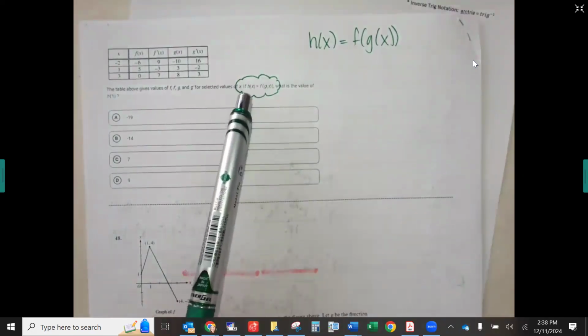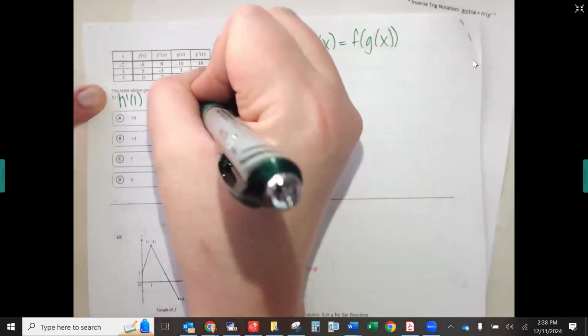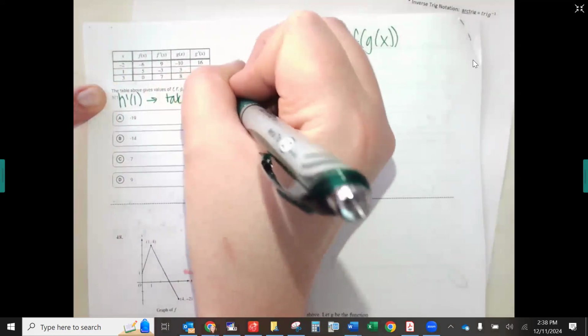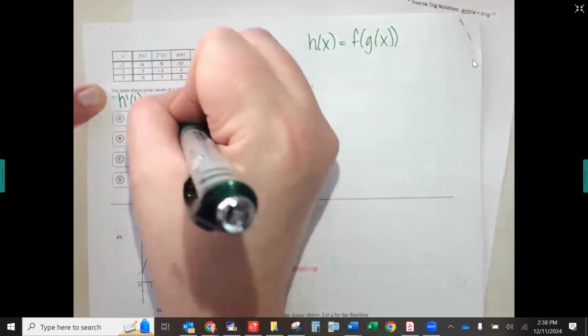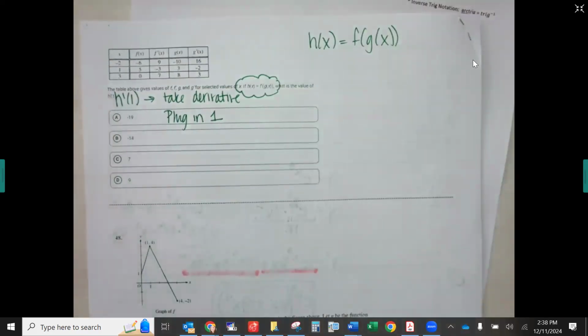Okay, real quick, there is a question like this on your exam. So they give you a chart. Okay, it's got F, F prime, G, and G prime. Okay, and then they tell you that H is F of G of X. Then they ask you to find H prime of 1. What that means is you're going to take the derivative and then you're going to plug in 1, yeah? Are we good with that? Okay, we're going to take the derivative to get to H prime, then we're going to plug in 1.